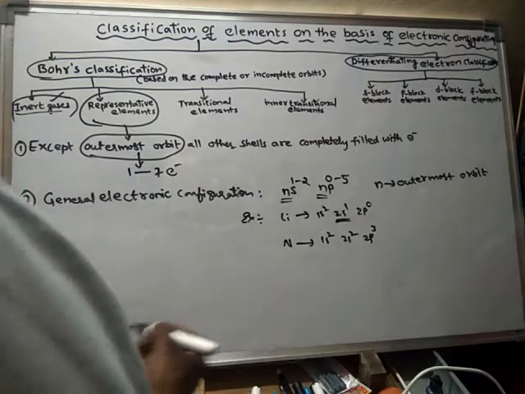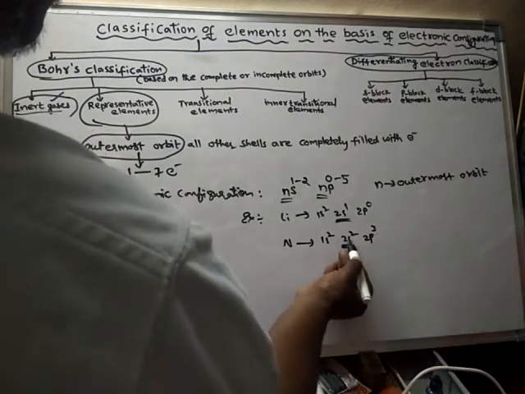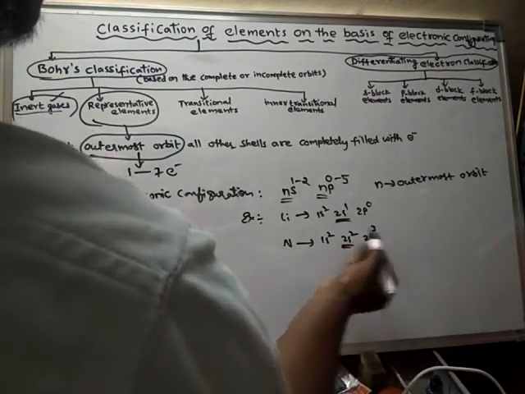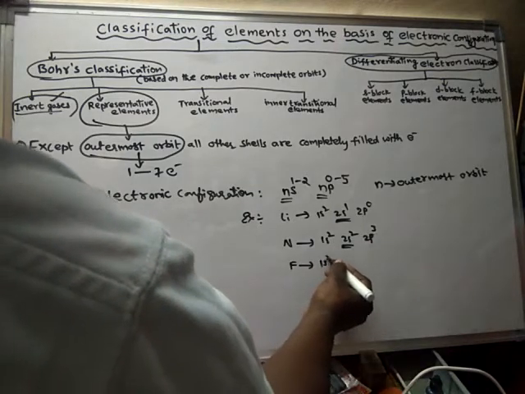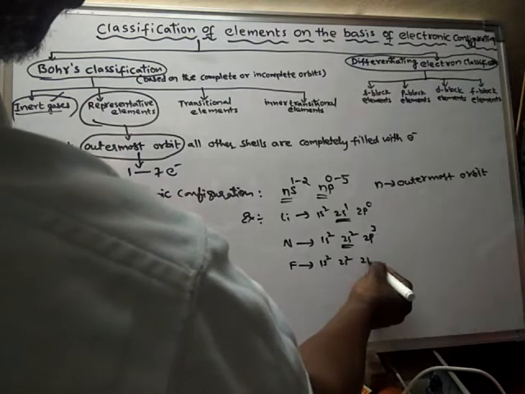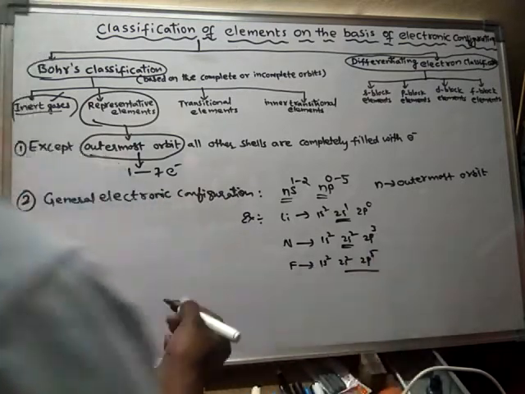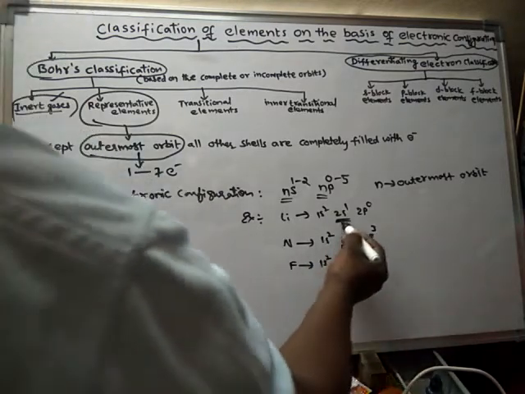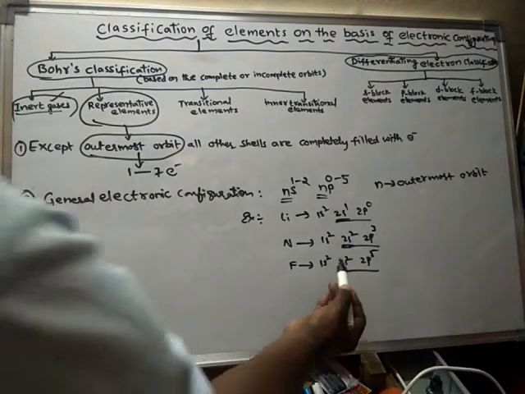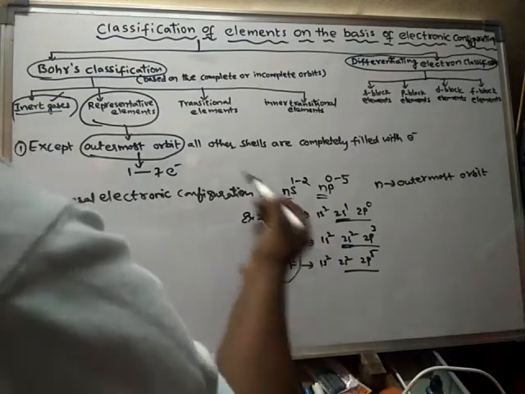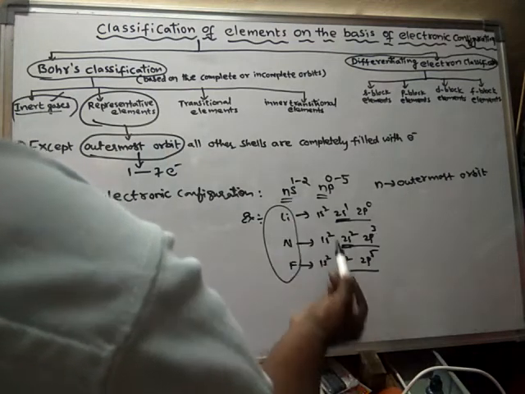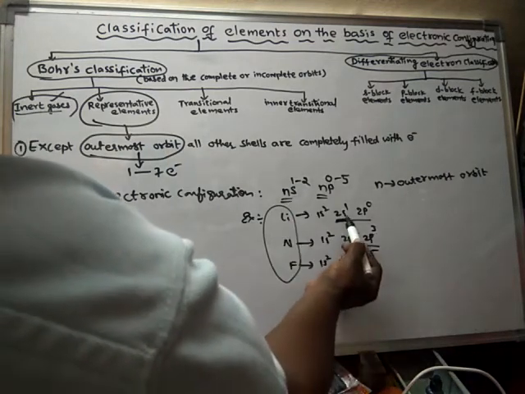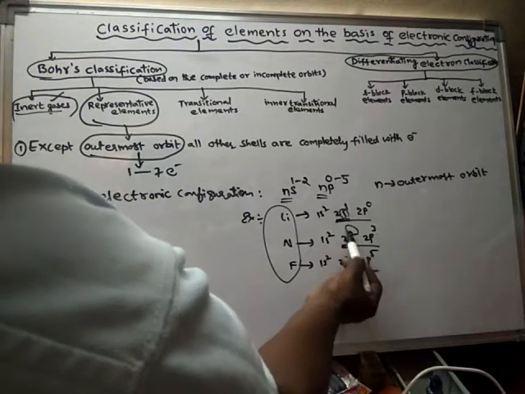2p3. So here S has 2 electrons and P has 3 electrons. If you take fluorine, 1s2, 2s2, 2p5, we have to take the outermost orbit. So all these are said to be representative elements only. In the S, the outermost orbit may contain 1 to 2 electrons.